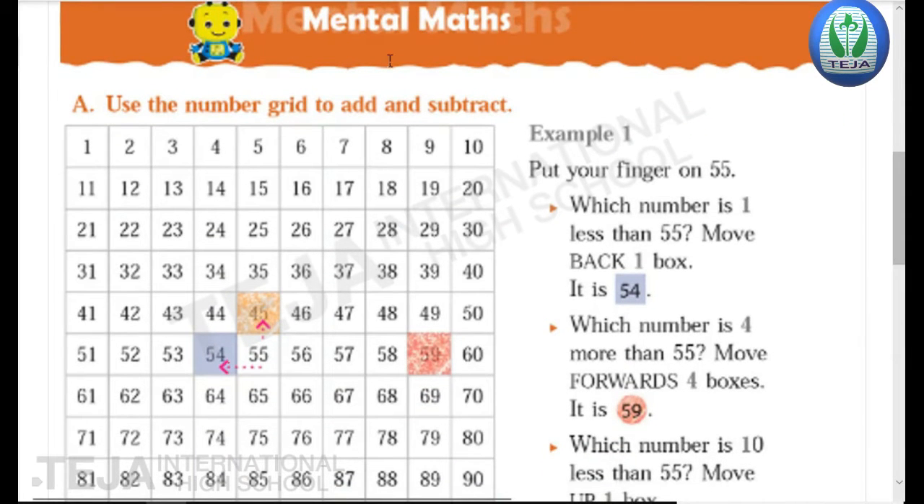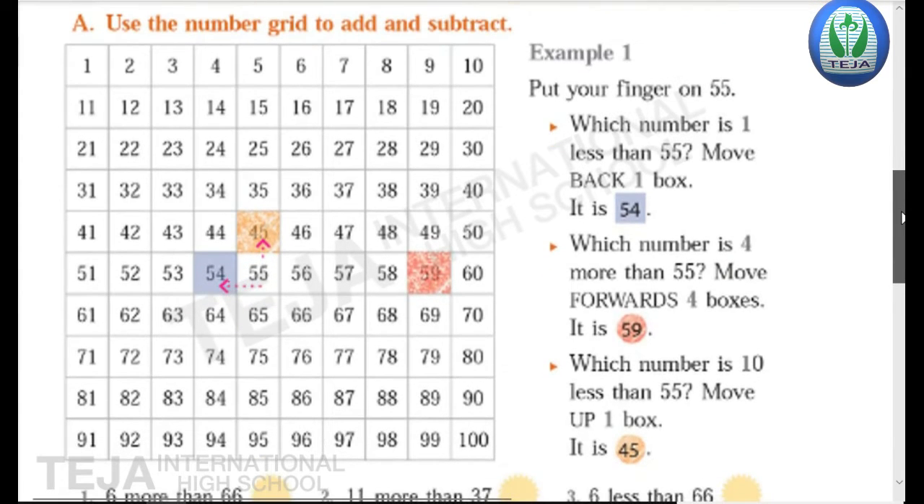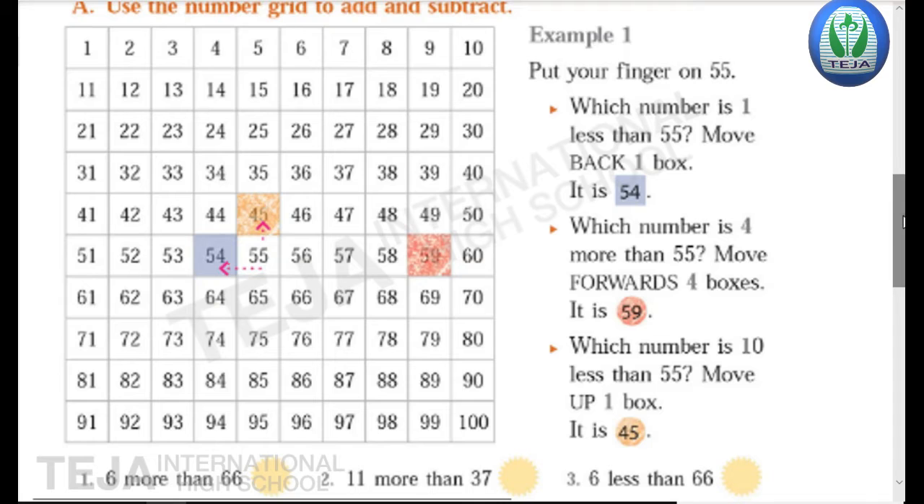See here. Read the question. Bit A. Use the number grid to add and subtract. Here the number grid is given. Numbers 1 to 100 is given. With the help of this number grid, you have to add as well as subtract. So we'll see the first example, children.